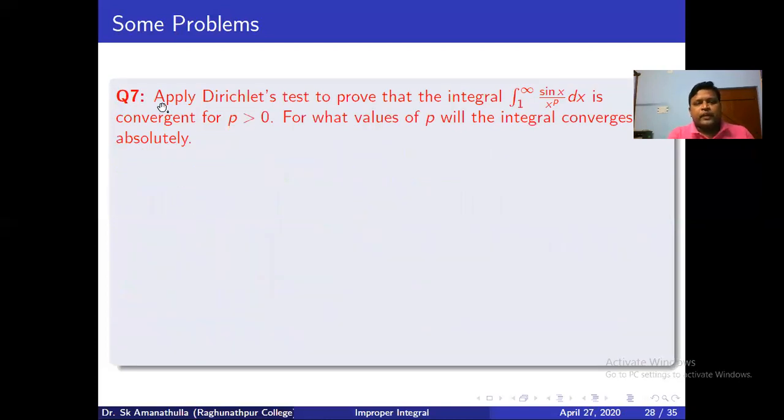Another problem. Apply Dirichlet's test to prove that the integral from 1 to infinity of sin x by x to the power p dx is convergent for p greater than 0. And for what values of p will the integral converge absolutely? So first of all, we have to prove that this integral is convergent if p is greater than 0. And then what is the range of p for which this integral will be absolutely convergent? Because we already know that any absolutely convergent improper integral is convergent, but the converse is not true.